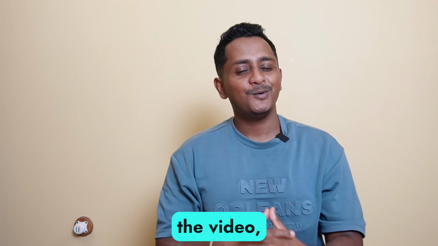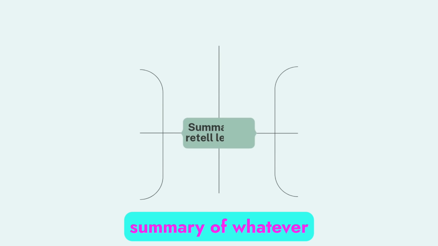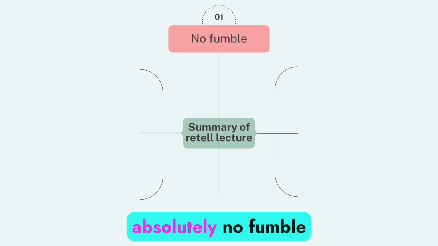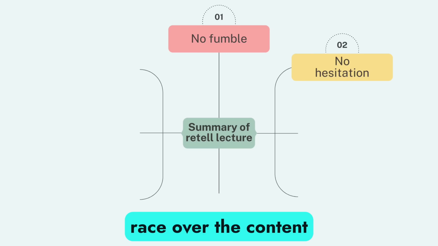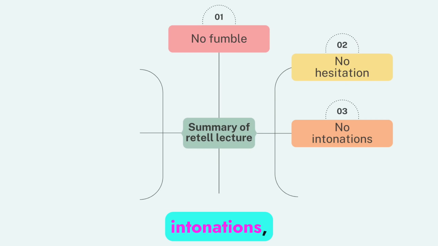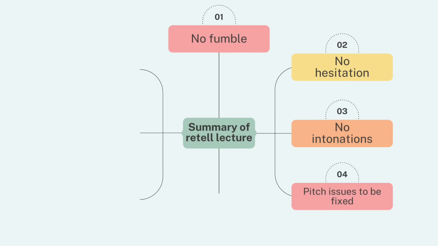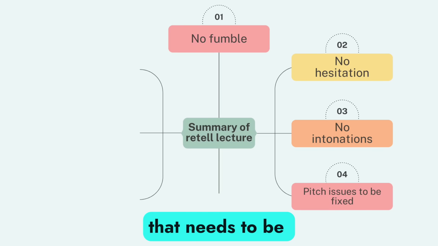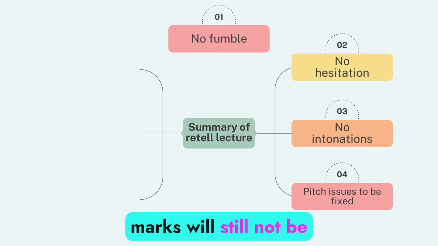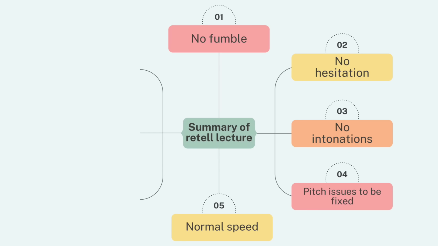Now, before we end the video, let's understand the summary of whatever I discussed today. Number 1 is absolutely no fumble when you speak, because fluency is the one that wins the race over the content. No hesitations, no intonations, because all this will contribute to a very low score towards your fluency. Remember, if you have a pitch issue, that needs to be fixed, otherwise marks will still not be so good. Speed should be normal, natural speed, just the way you do in the read aloud. Don't go very fast or very slow.